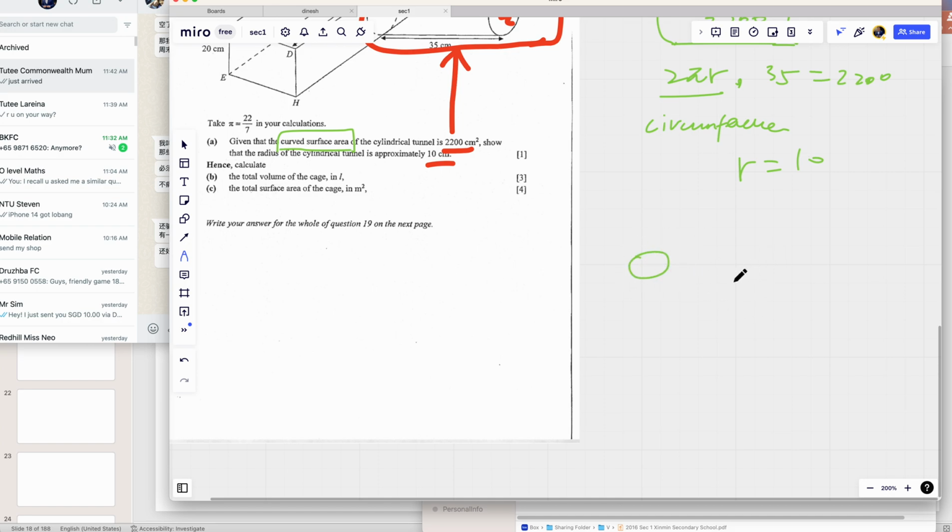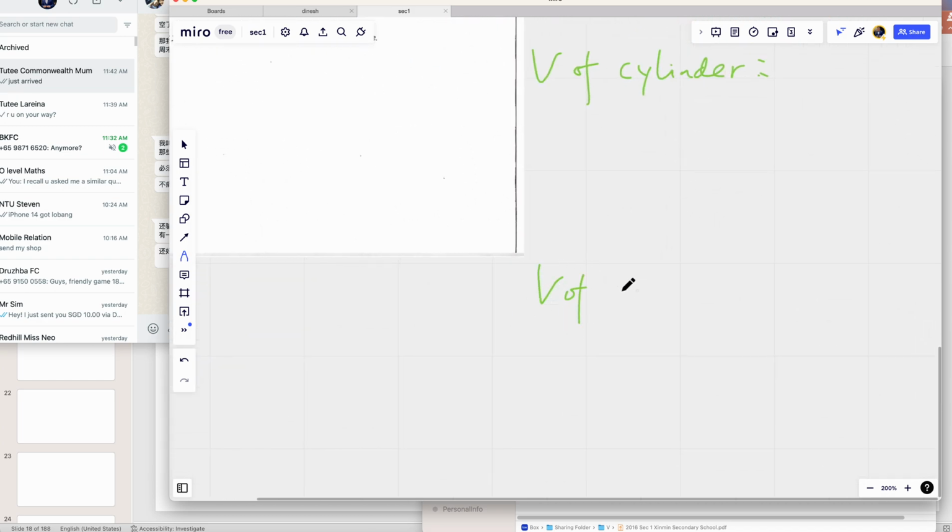So let's do it one by one. So you just write down some short statement. So you find the V of the cylinder. And then over here you find the V of the trapezium base prism. So I'm going to do the volume of the cylinder first. Before that, I write down the formula first, because with the formula I just have to plug in the value. So what's the formula for volume of cylinder?